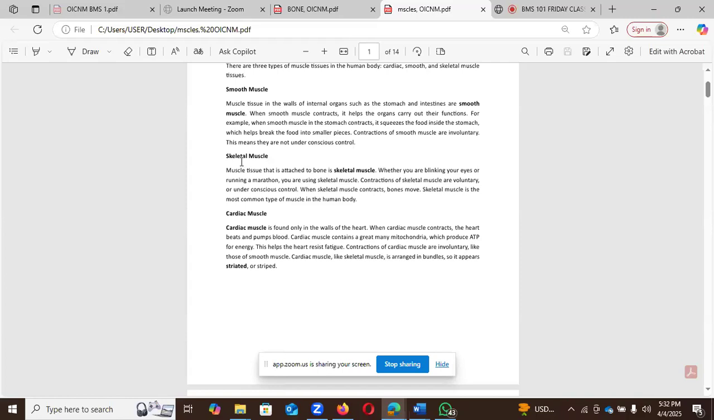Another muscle is the skeletal muscle. Skeletal muscle is attached to bone. So any muscle that attaches to bone is a skeletal muscle. Your facial muscle, when you want to frown, you want to smile, you can be intentional about it. You can control your facial muscle.